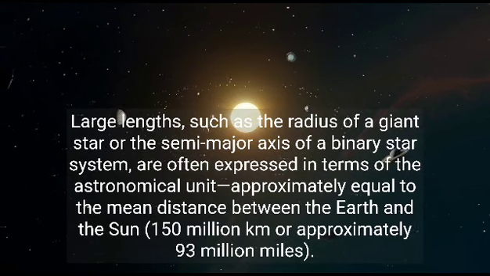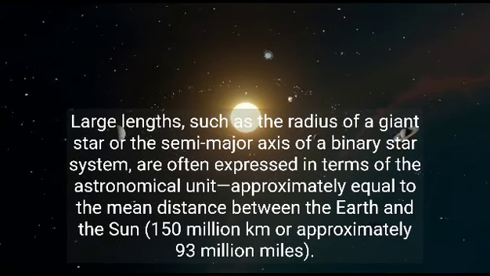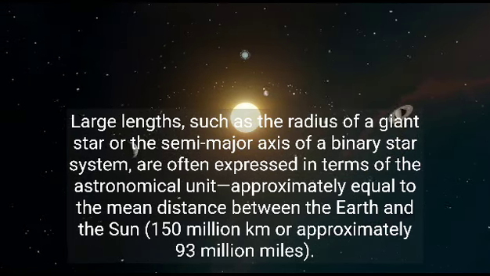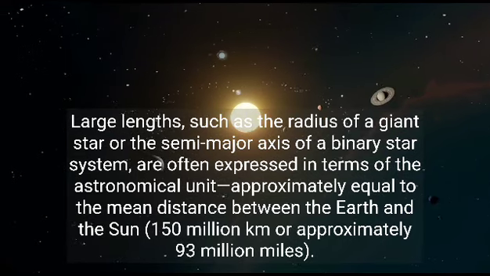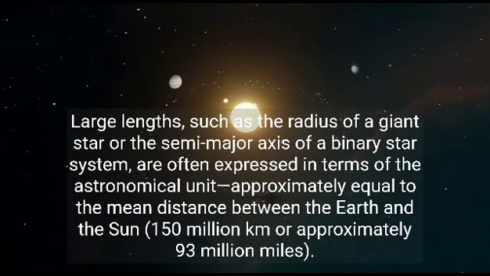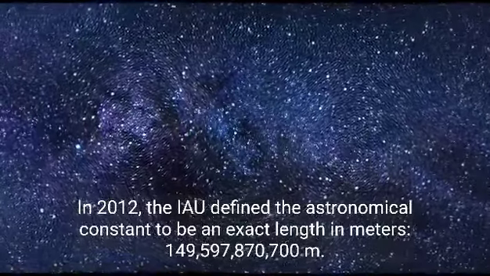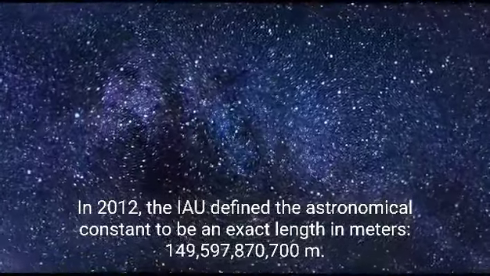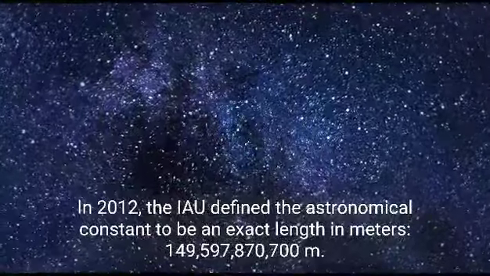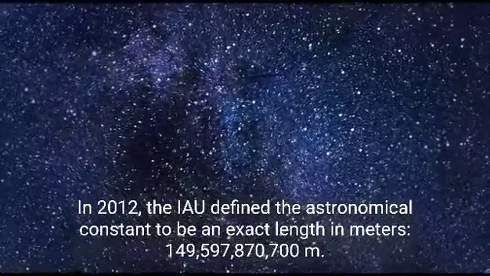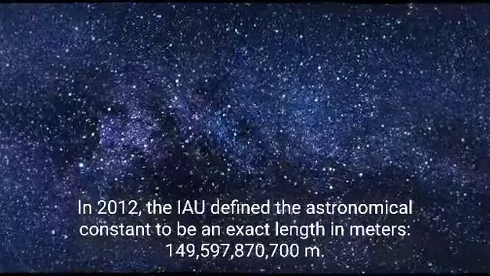Large lengths, such as the radius of a giant star or the semi-major axis of a binary star system, are often expressed in terms of the astronomical unit, approximately equal to the mean distance between the Earth and the Sun, 150 million kilometers or approximately 93 million miles. In 2012, the IAU defined the astronomical constant to be an exact length in meters, 149,597,870,700 m.